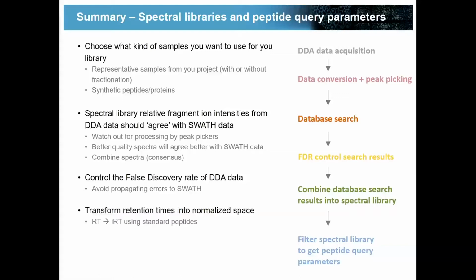So watch out for these peak pickers, which might be doing weird things that you don't know about. Better quality spectra will agree with the DIA data better. Again, we do this consensus library making, but best replicate also works very well. Definitely have some way to control the false discovery rate of the DDA data, otherwise you're going to be propagating errors into the DIA data. And it's good to transform the retention times into a normalized retention time space using standard peptides like iRT. In fact, it's also possible to do this without standard peptides, because there are endogenous peptides in most samples that allow us to do these kinds of transformations as well, if you don't want to spike these in.